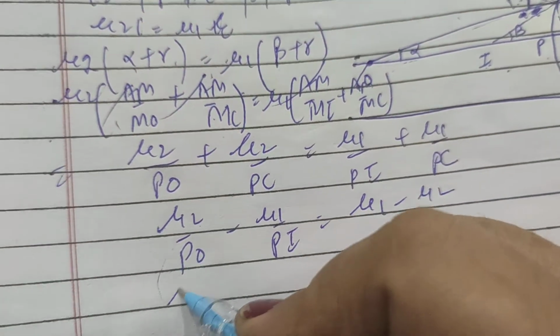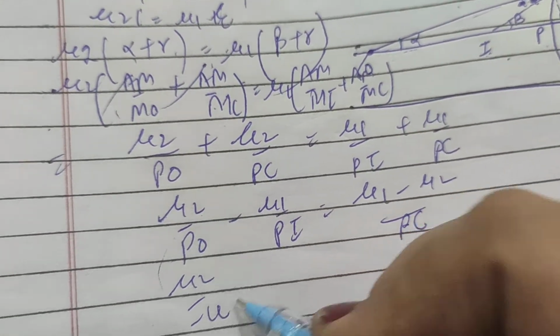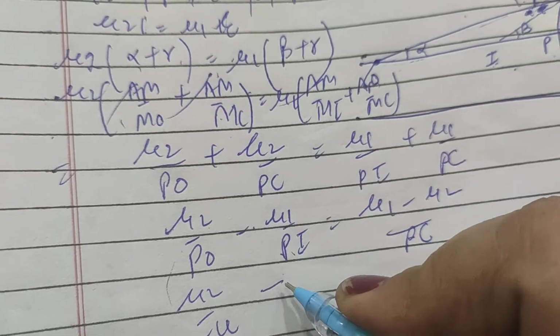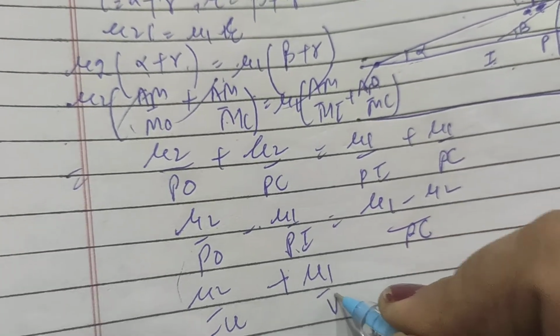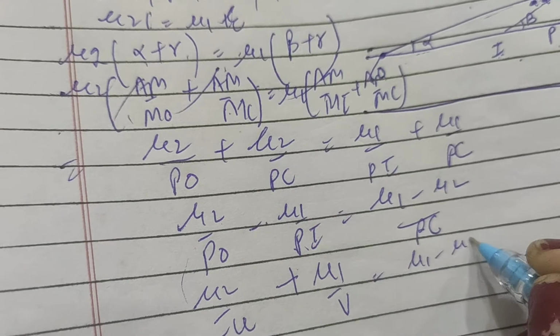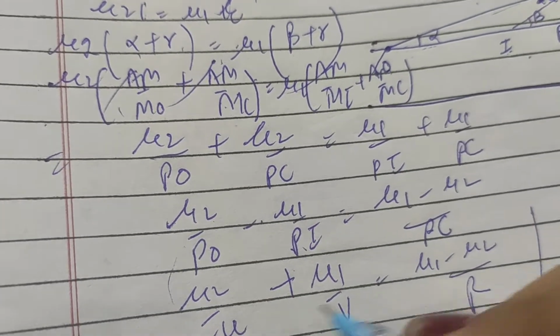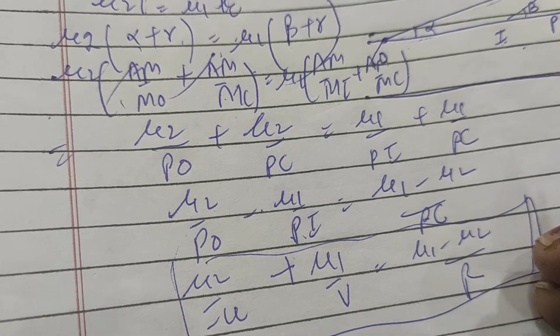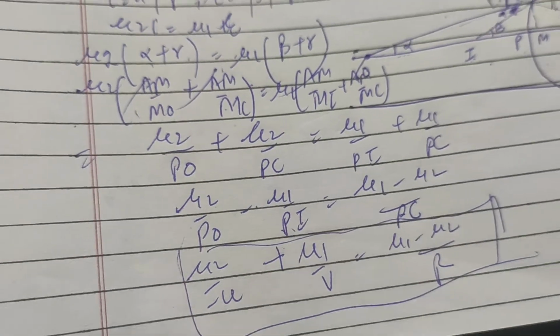So putting the values, this is mu2 by minus u, and this will become minus minus plus because v is negative, so plus mu1 by v is equal to mu1 minus mu2 by R. So this is the required relation for the refraction from the concave surface from denser to rarer medium.